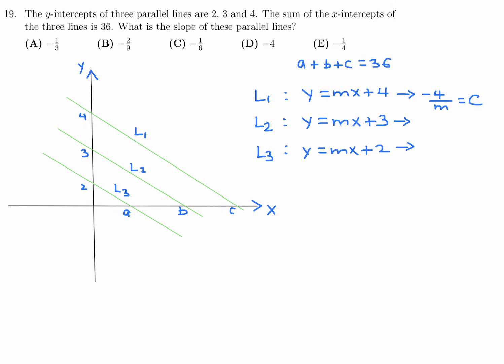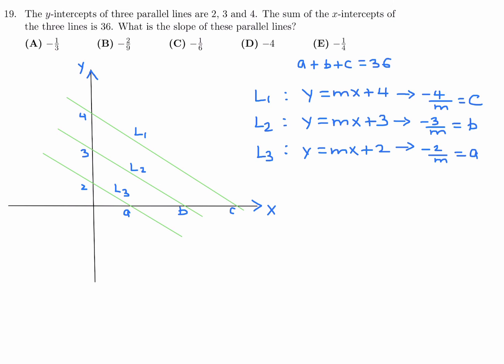For L2, let's solve for x. It would be minus 3 over m is equal to x, but my x in this case is b. And then similarly for L3, we have this guy right here, and it would be minus 2 over m is equal to a. All right. So now I've got A, B, and C all in terms of m. I can sub them all into there and solve for m, which is what they want. They want you to solve for the slope, which is represented by m.